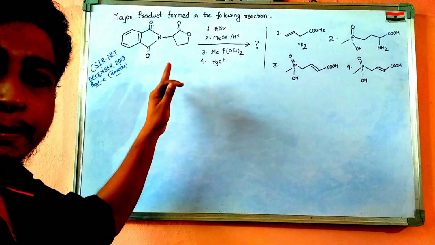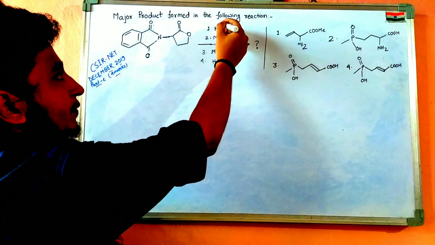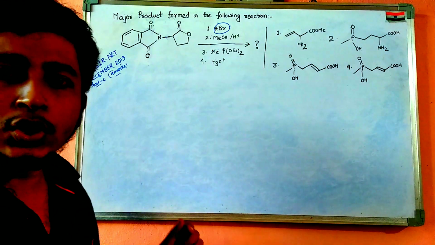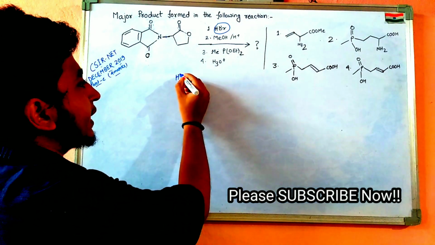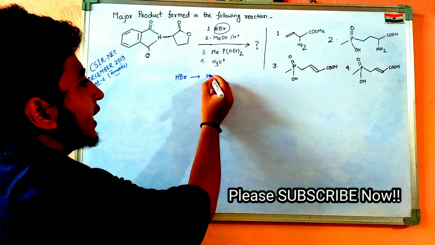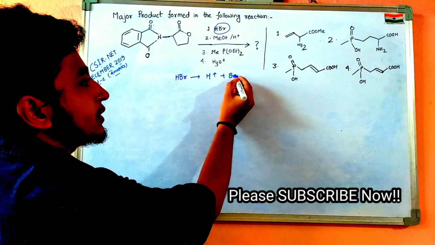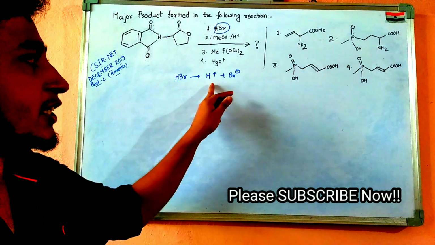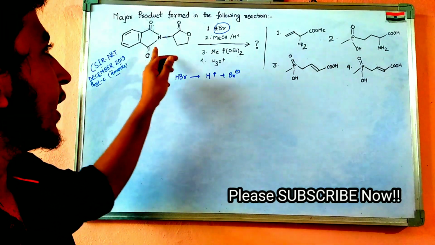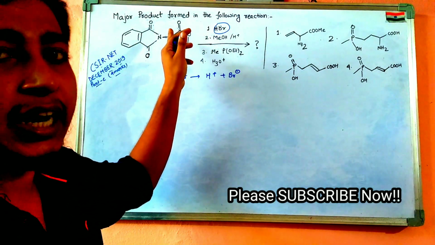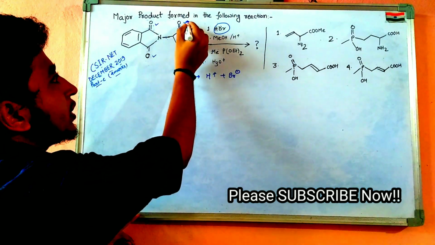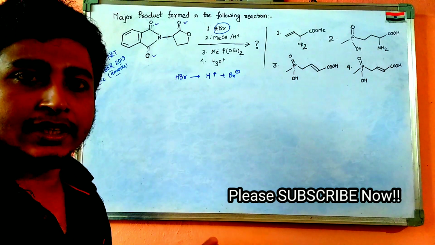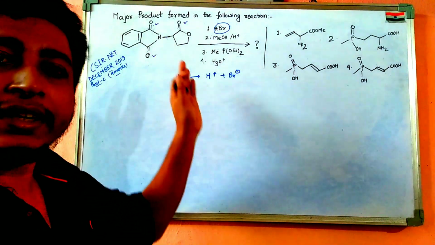So guys, let's start the mechanism. You can see the first step is HBr addition. So what is HBr? HBr is an acid, right? So HBr can dissociate like this, H plus and Br minus, okay? And this H plus can be taken up by any of the keto groups present in this starting material. If you see the starting material, there are 1, 2, 3, 3 ketos present. So guys, which keto will take the proton?